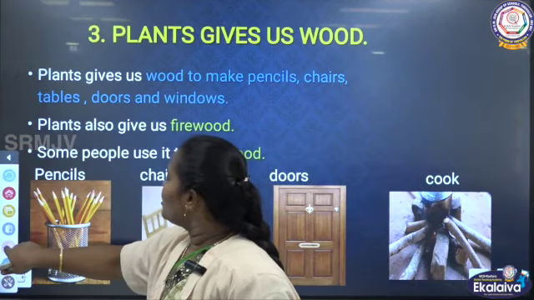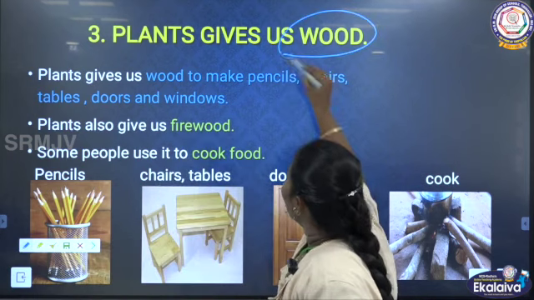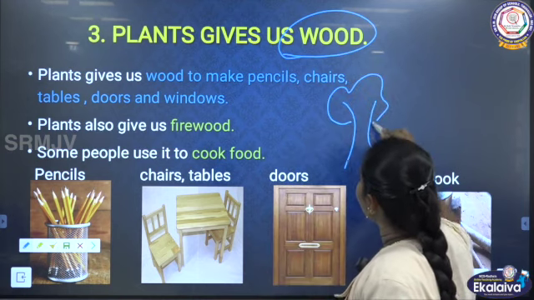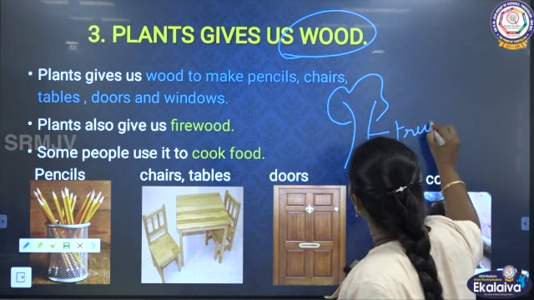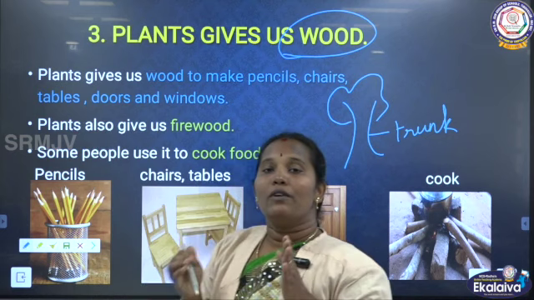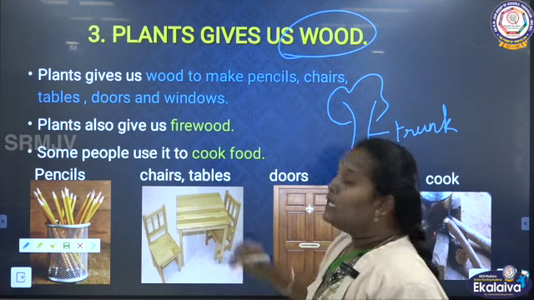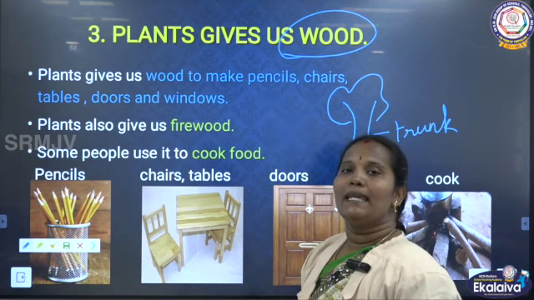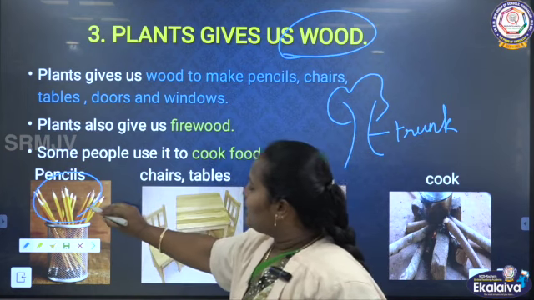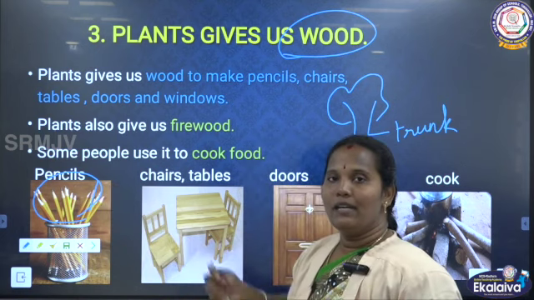Next one, plants give us wood. I told you that if a big plant is there, the big plant means a tree. The stem part of the tree is called the trunk. This trunk part is woody and strong. So, from this trunk part we can get the wood. This wood is used to make many things. For example, pencils. Actually, inside there is a metal, and the outside of the pencil is the wooden part.